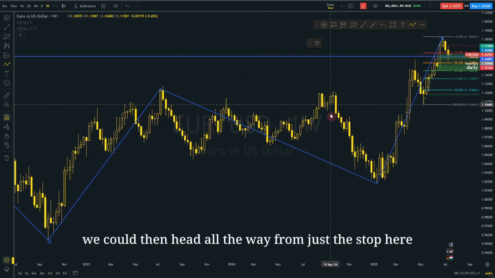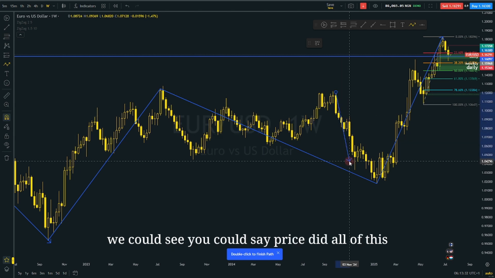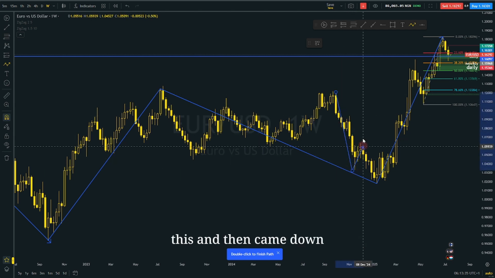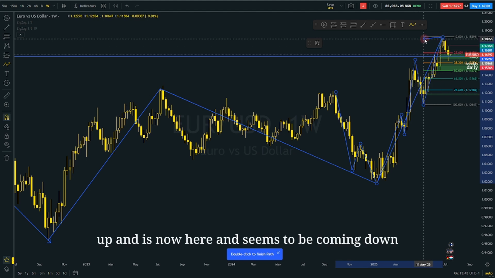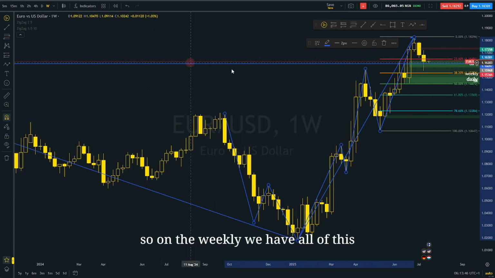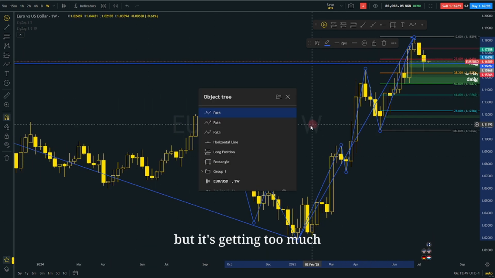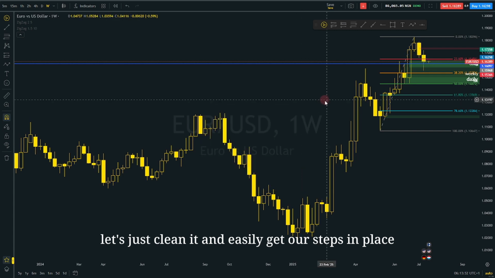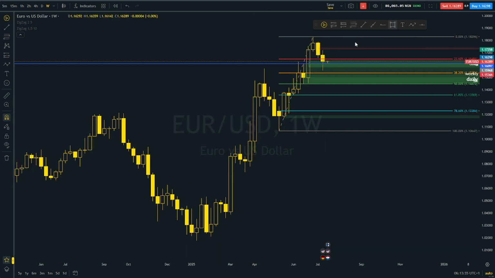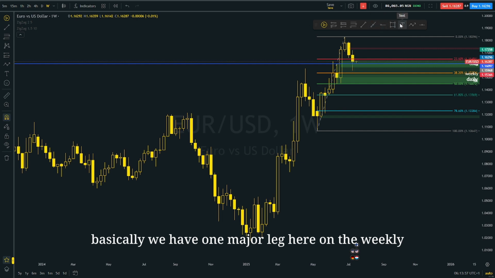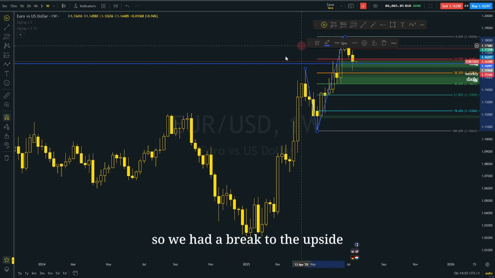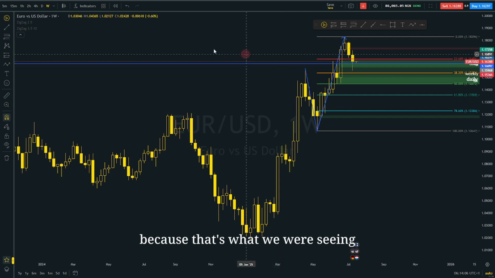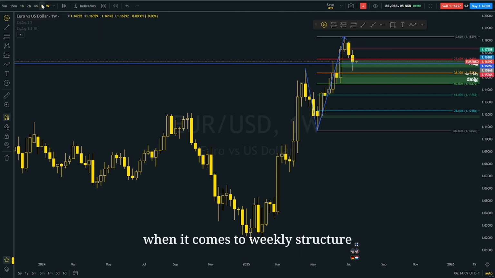We could then head all the way from just the top here. We could say price did all of this and then came down, reacted above, retested, went above, up, and is now here and seems to be coming down. So on the weekly we have all of this, but it's getting too much, so let's just clean it and easily get our steps in place. Basically, we have one major leg here on the weekly, which is price making this move above. So we had a break to the upside. That's what we were seeing, and that's what we're going to be focused on when it comes to weekly structure.